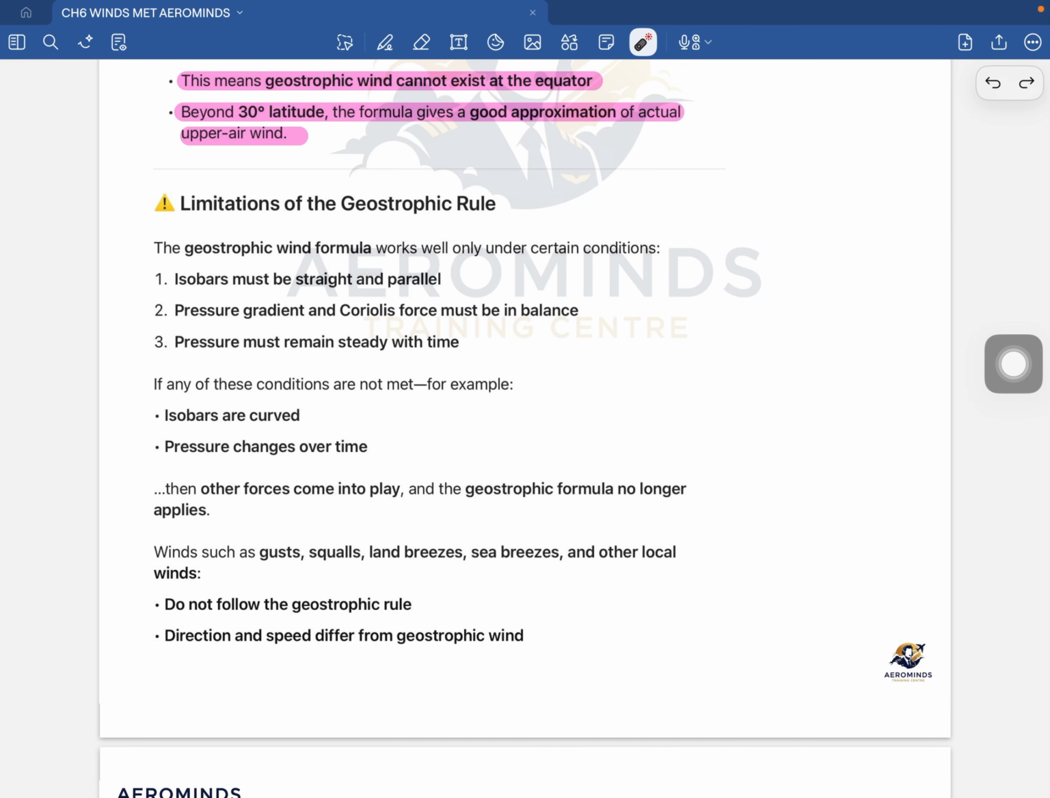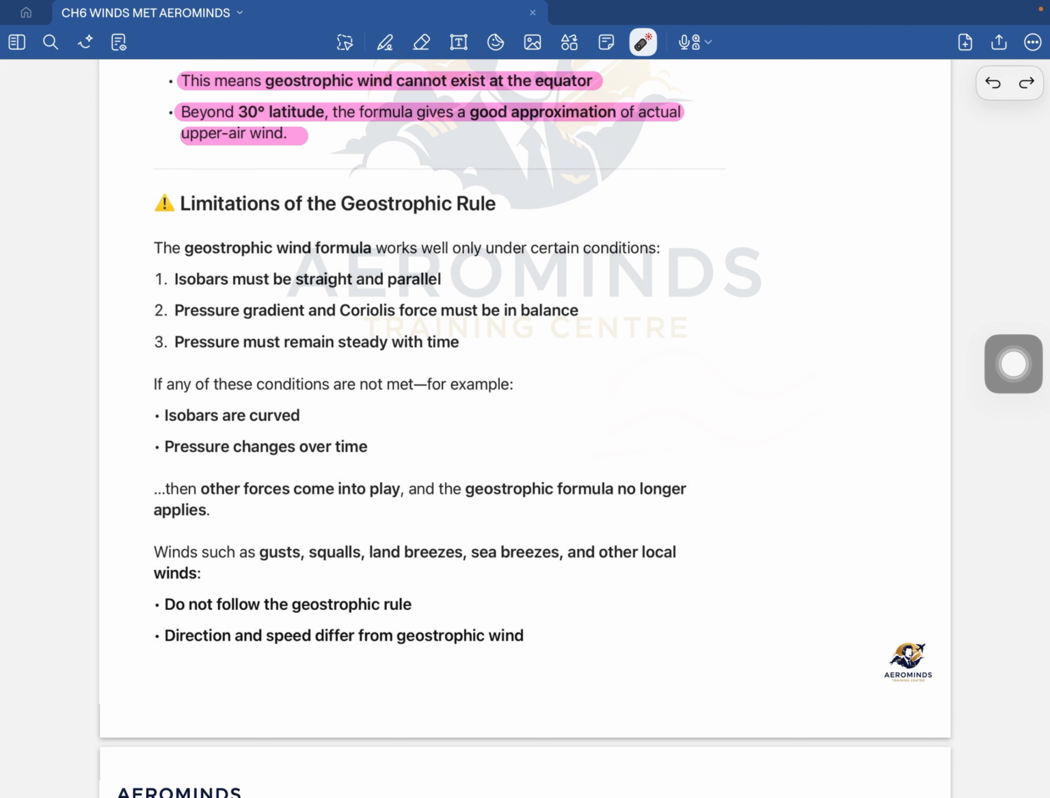Okay, now comes the third condition, which is that the pressure must remain steady with time. Okay, that means the pressure should not be changing rapidly. It should remain the same. And if the pressure is rising or falling with time, what will happen? Additional acceleration might come into play, and the wind might not remain geostrophic.